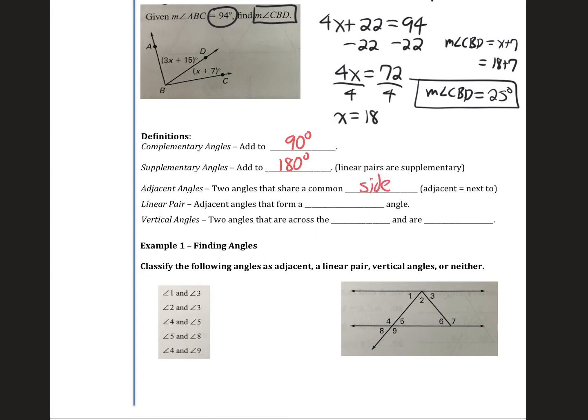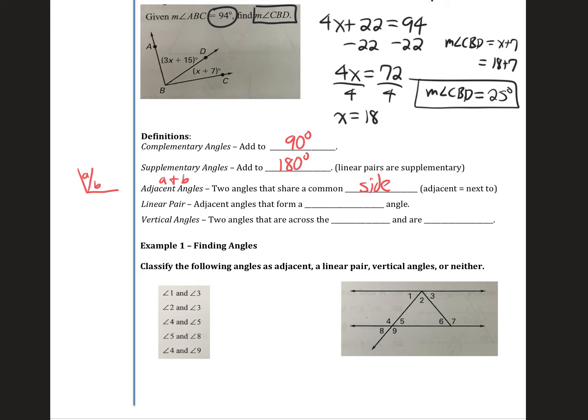Adjacent angles are two angles that share a common side. A common what? Side. Adjacent means next to. So we're going to draw some little angles over here. It's not going to be perfect, but we'll see how we do. So I'm going to draw two angles like this. Let me go a little more narrow here. So we have A and B. So A and B are adjacent angles.